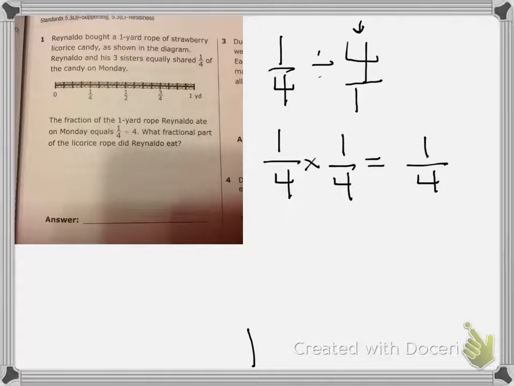So what fraction of the candy did he eat? Oh, sorry, Miss McGuff is late. She's not thinking straight. Sorry, 4 times 4 is 16, because we do multiply.